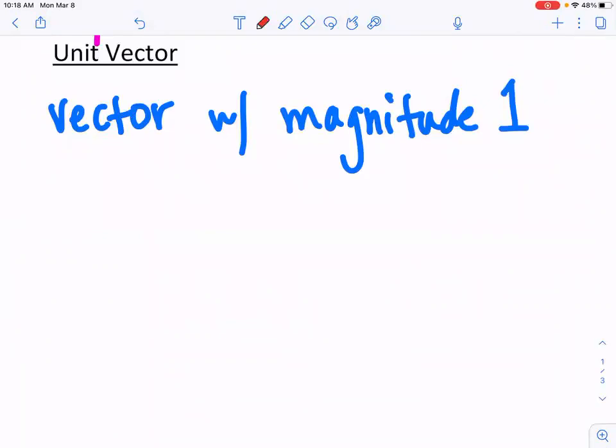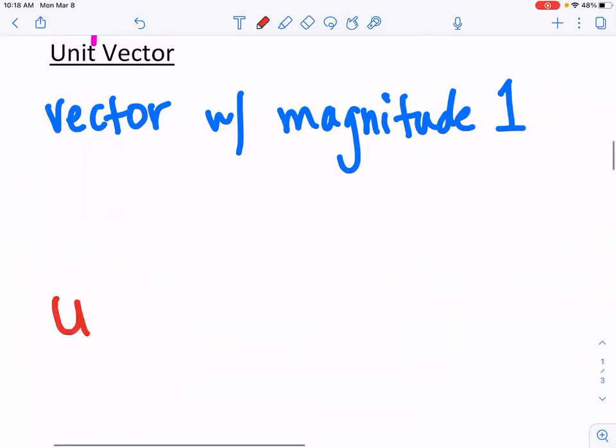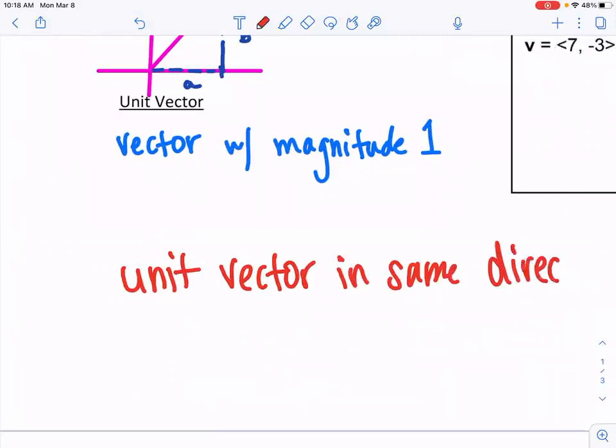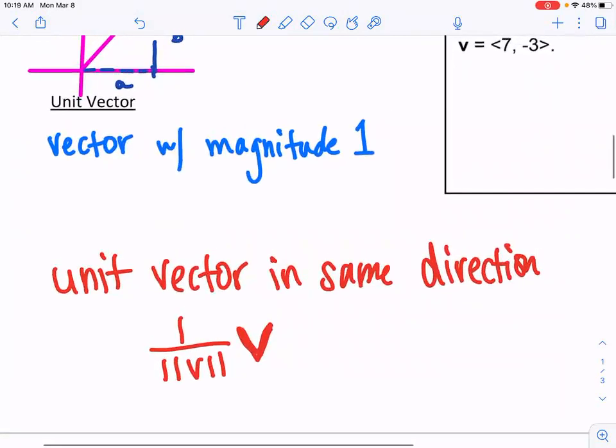So if I want a vector that's in a specific direction, but I want it to have magnitude 1, then what you're going to do is take 1 over the magnitude of the vector, and multiply that number to your vector, and you then will have a unit vector in the same direction as v. I'll let you write that down and then we'll talk about it.